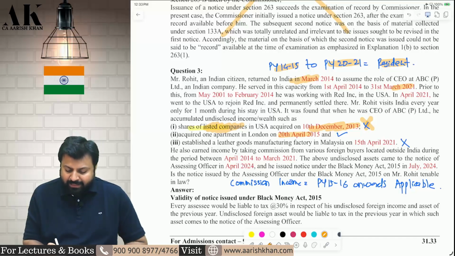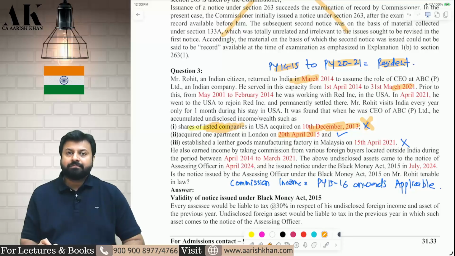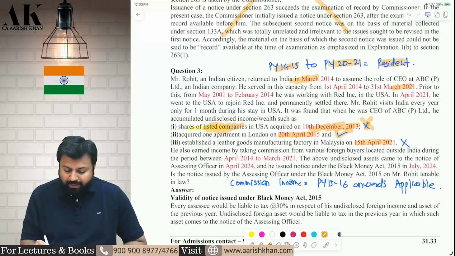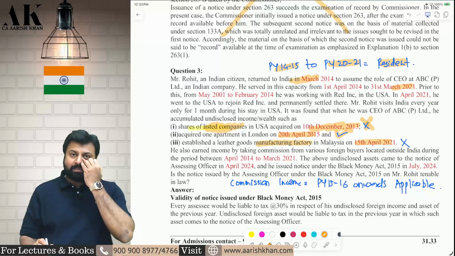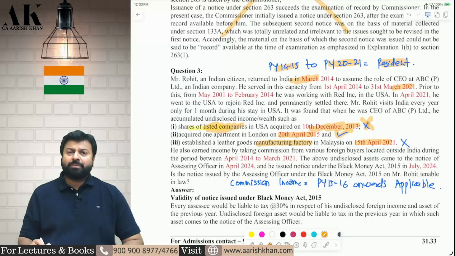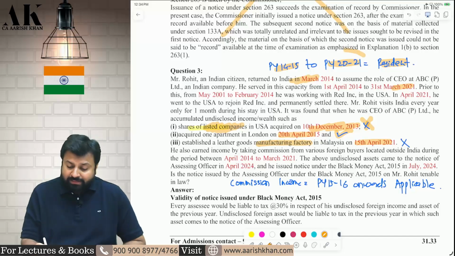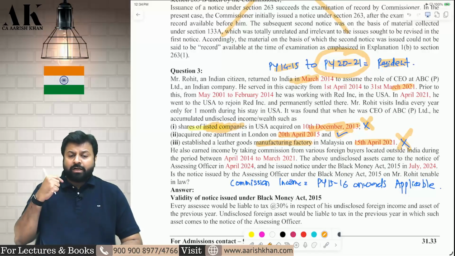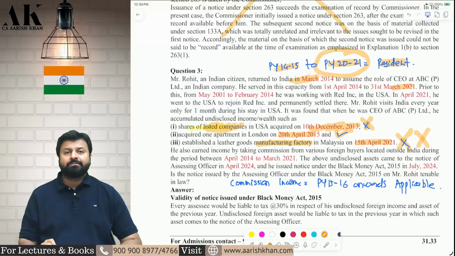Second, he has purchased some apartment in London in 2015. So in 2015, that is 15-16, he was resident, and even though today he is non-resident, it doesn't matter. In the year in which he purchased the apartment, he was resident, therefore you can charge this asset. Third, in 21-22, he has a manufacturing factory in Malaysia for establishing leather goods. This also cannot be charged because he was not resident in 21-22. He was resident till 2021. He was not resident in 21-22. Today also he is not resident. Therefore you cannot charge his income.